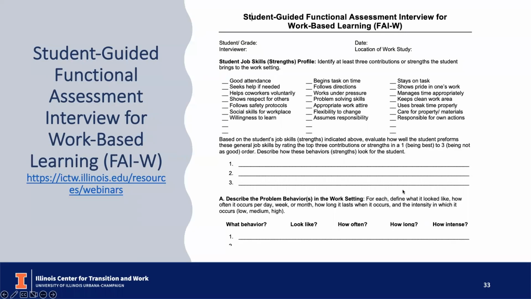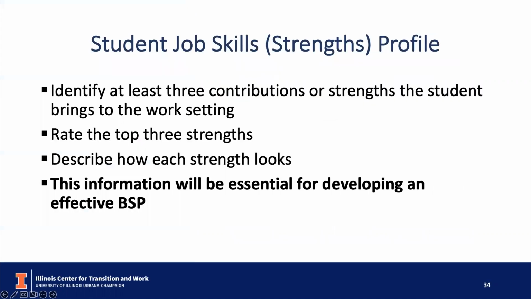So to help us accomplish those 6 primary outcomes we talked about, we're going to use a functional assessment interview for work-based learning form. And the form is downloadable alongside the link to this webinar. And there is a link here on the slide. And so the first part of the form looks at the student's job skills, their strengths. So what you want to do is first start off by identifying at least 3 contributions or strengths the student brings to the work setting. And then you're going to rate those top 3 strengths and describe how each one of them looks. And this information is going to be essential later on when you go to develop your effective behavior support plan.